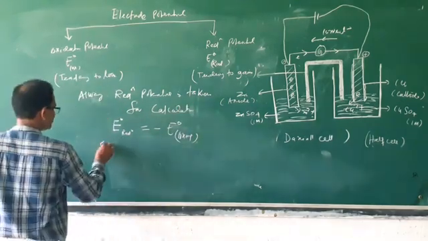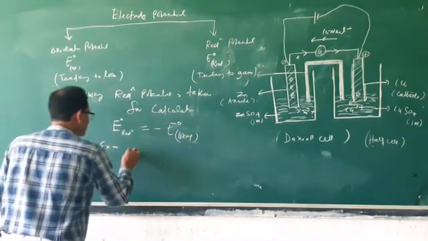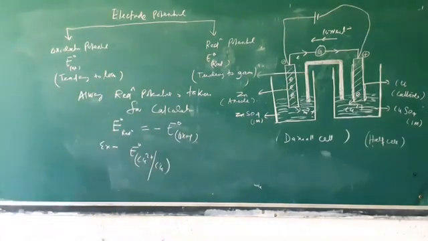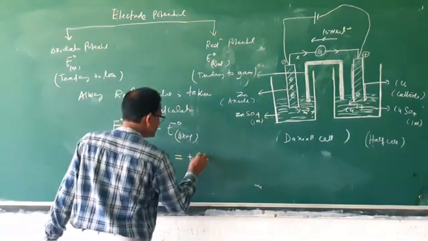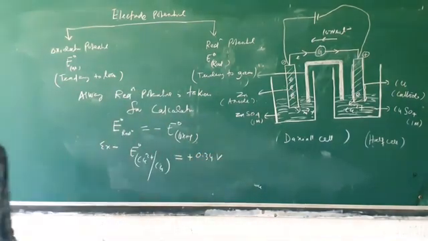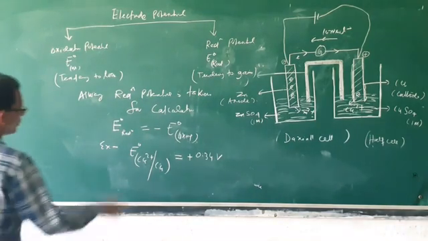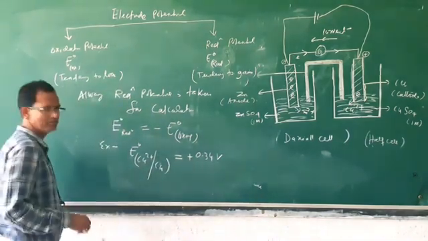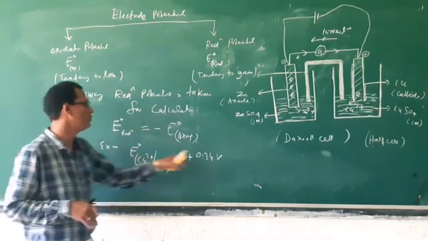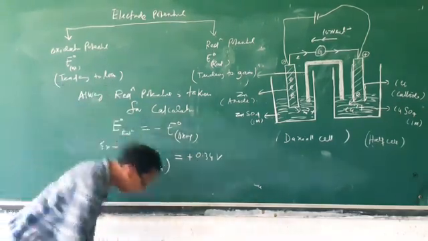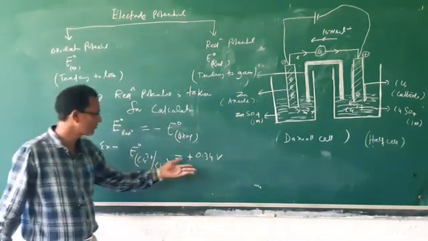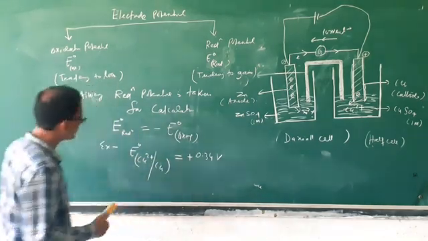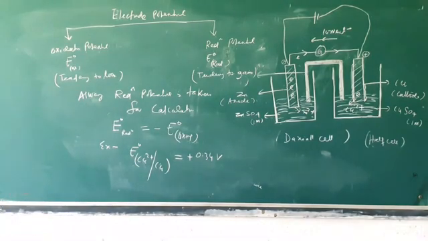For example, the reduction potential of copper ion to copper is plus 0.34 volt. Potential is measured as voltage. And what is the oxidation potential of copper? It will be minus. This is your reduction potential. If you take the oxidation potential of copper, it will be the minus sign. But generally, always, which potential is taken? Always, reduction potential is taken for calculation. So, reduction potential and oxidation potential are in opposite sign.